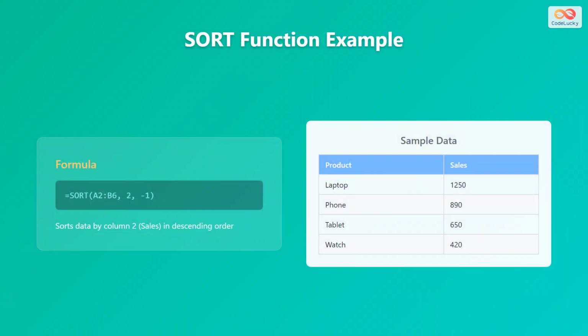Here's an example of how to use the sort function. The formula shown here is equals sort, open parenthesis, A2:B6, comma, 2, comma, -1, close parenthesis. This formula sorts the data in the range A2 to B6 by the second column, which is the sales column, in descending order. As you can see in the sample data table, the products and sales figures are sorted from highest sales to lowest sales.